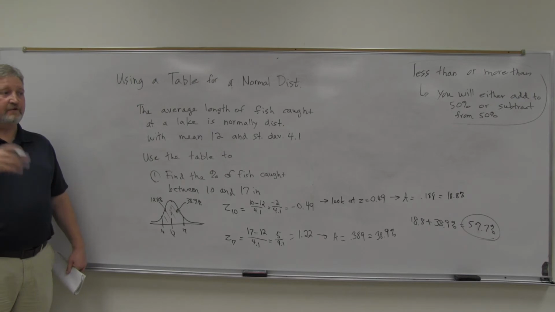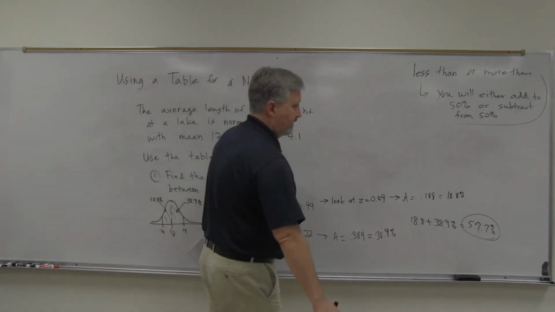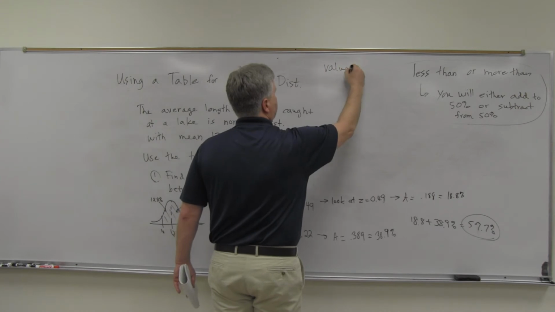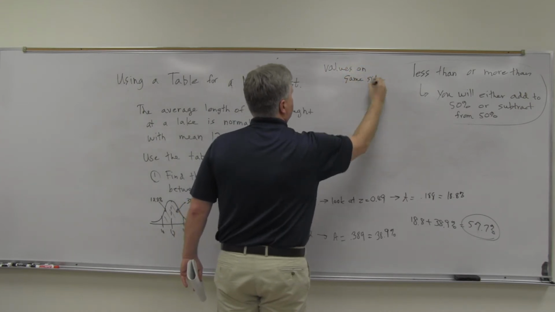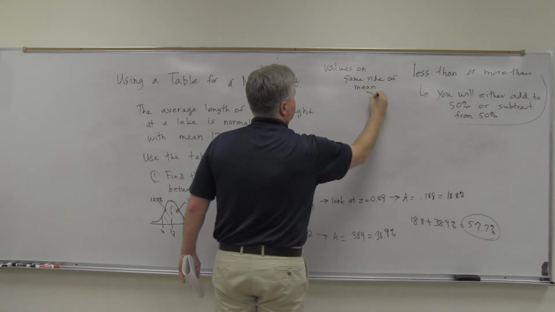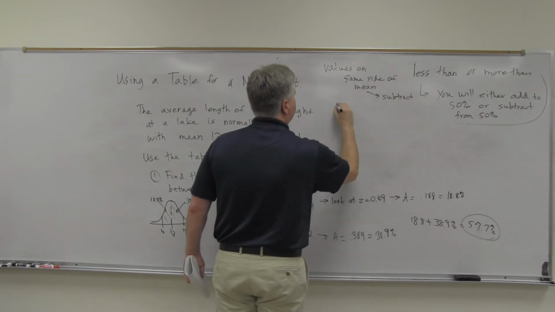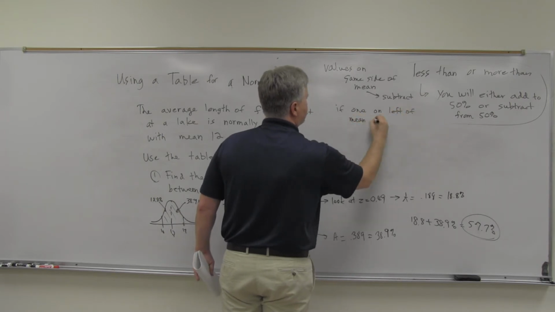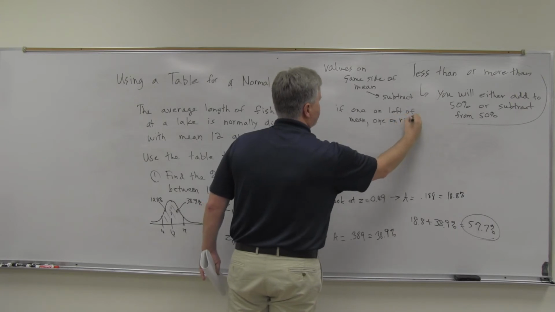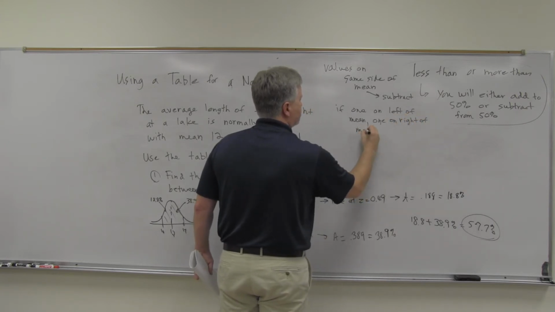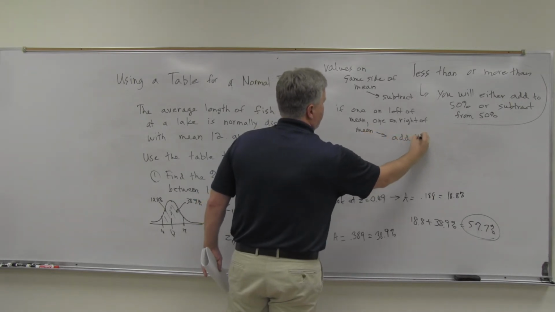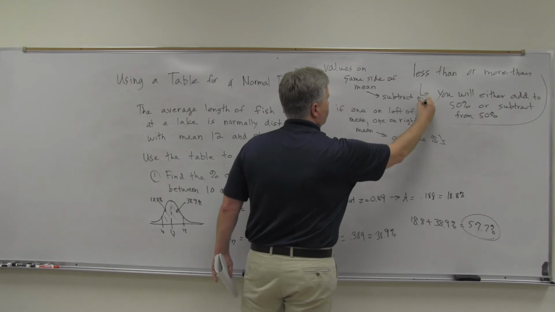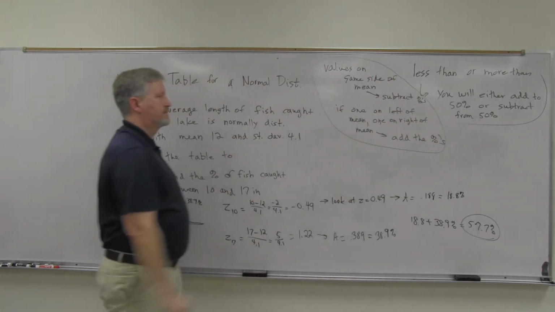If they're on the same side, you subtract. That's the rule of thumb there. If the values are on the same side of the mean, subtract. If one's on the left of the mean and one's on the right of the mean, they're on opposite sides, in other words, you add. That's the general rule there. Okay. Just to give you a count out of there.